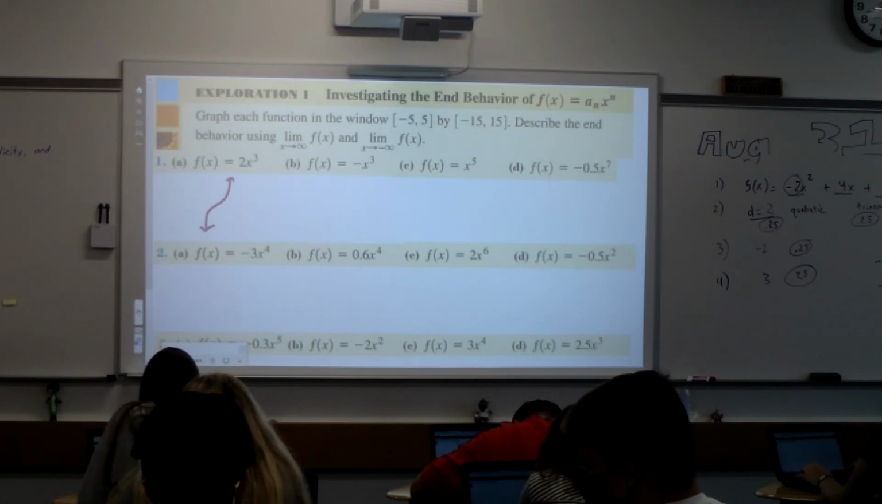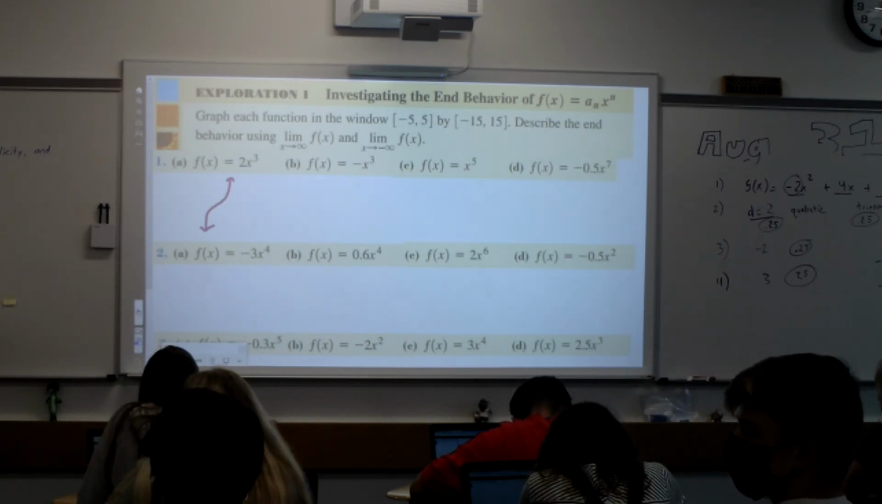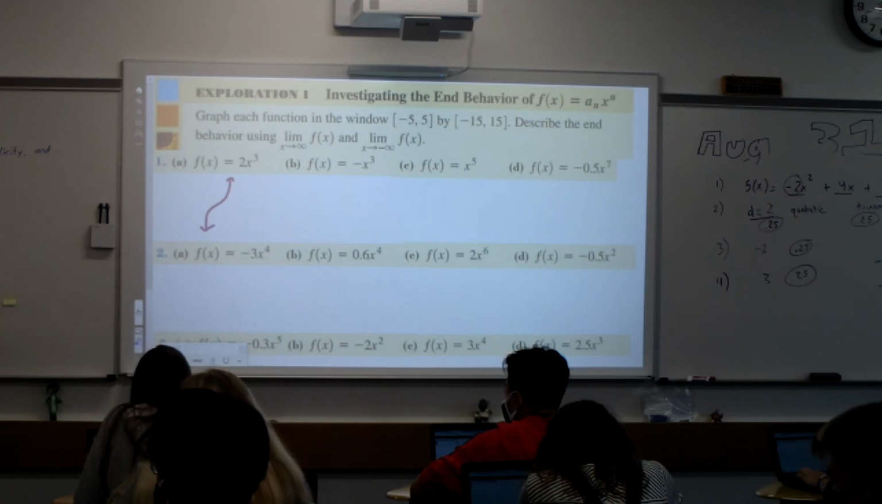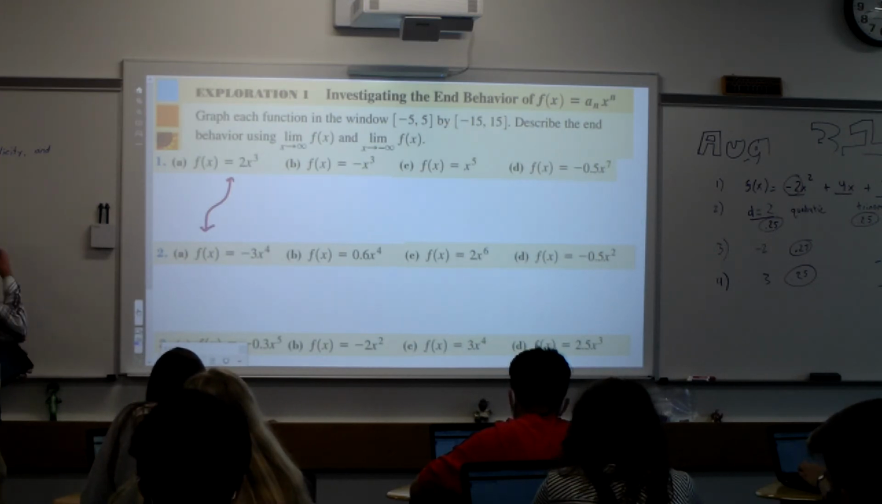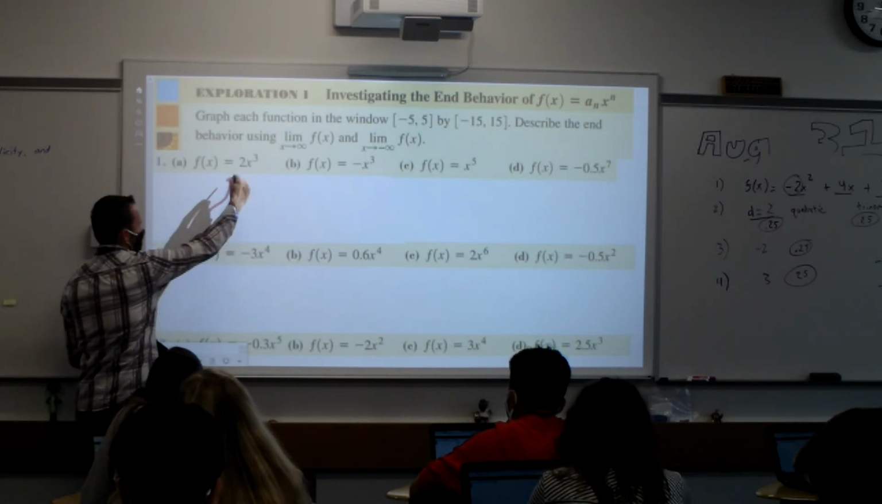All right, here's what we're going to do. We're going to start in the back with Joshua. And we're going to kind of snake our way up through here. You're just going to show me with your hands what it looks like. So I already did number 1. 2x cubed makes this kind of S curve like that.